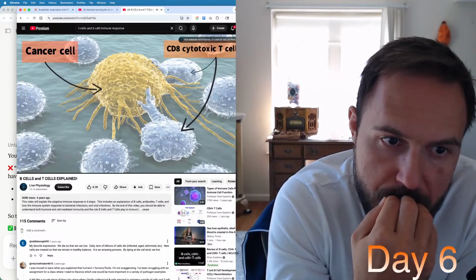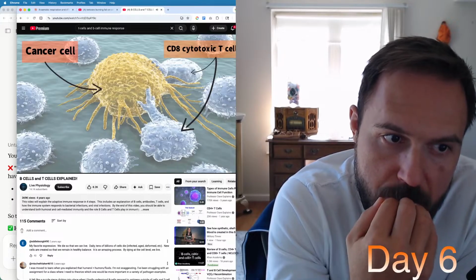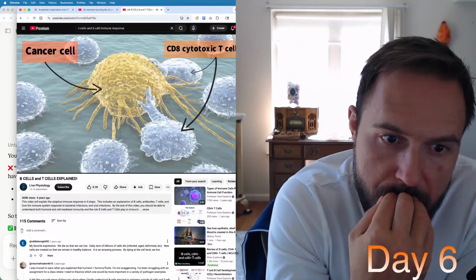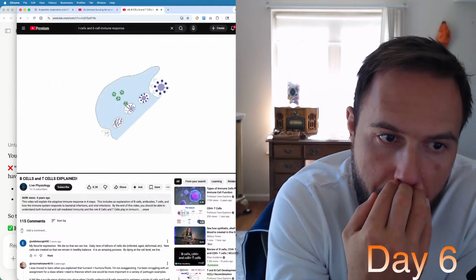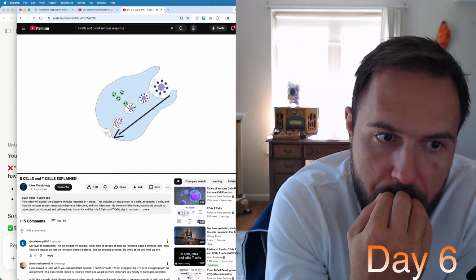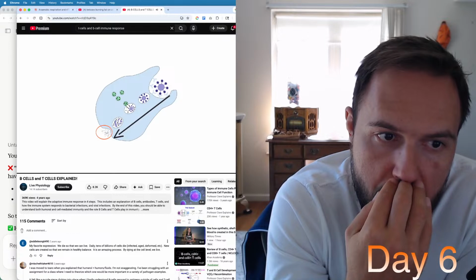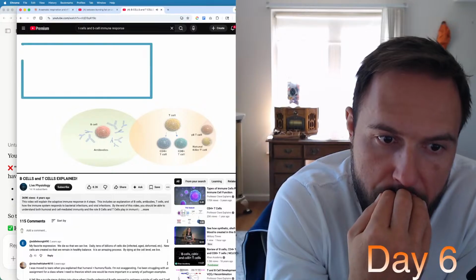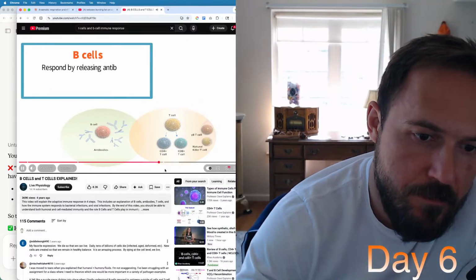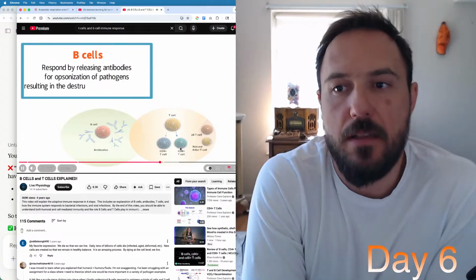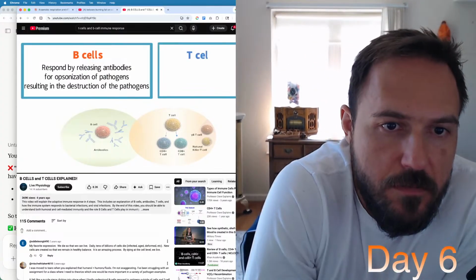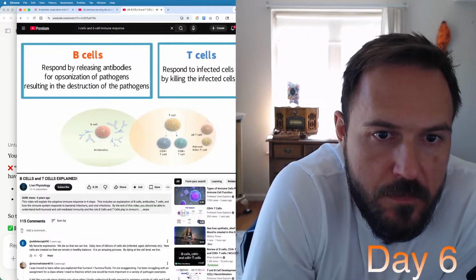Thus, while CD8 cytotoxic T cells are killing cells of the human body, whether virus-infected or cancerous cells, this can actually preserve health overall in the body because the killing of the infected cells can stop the spread of the virus or cancer. Cell particles and viral proteins that are released into the fluids of the body after the infected cell is killed can then be destroyed by phagocytic cells, just as is the case with opsonization. To summarize adaptive immunity, B cells respond by releasing antibodies for opsonization of pathogens, resulting in the destruction of the pathogens. T cells respond to infected cells by killing the infected cells.